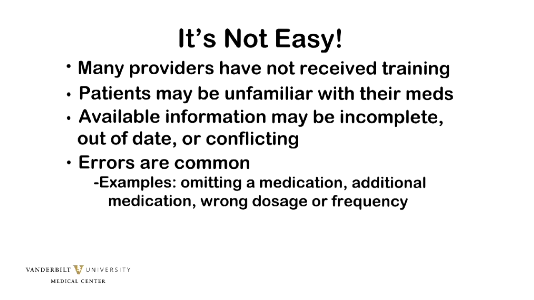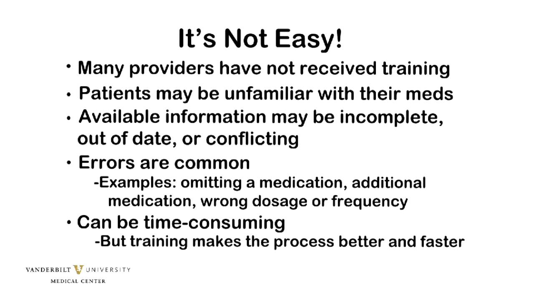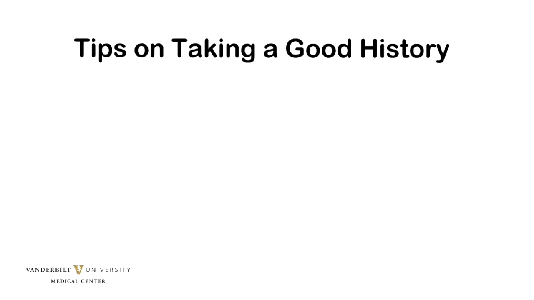Some examples include omitting a medication, thinking that a patient is on a medication that she is not, or documenting the wrong dosage or frequency. The time it takes to obtain a good medication history can be a barrier as well. But with proper training and practice, providers can get both better and faster in taking an accurate history. Here are some tips on how to take the best possible medication history.